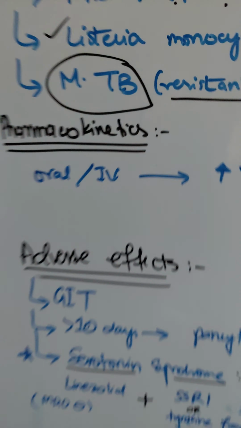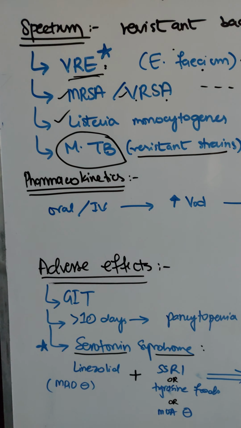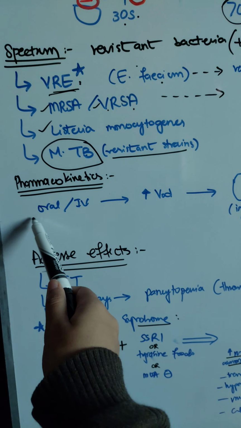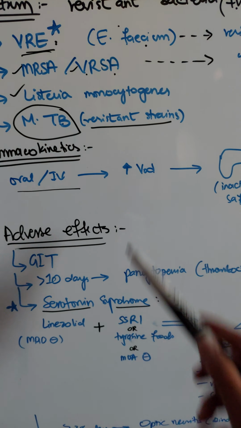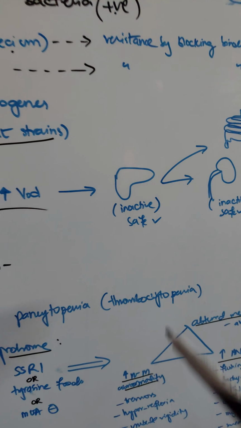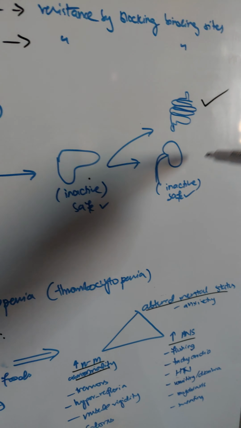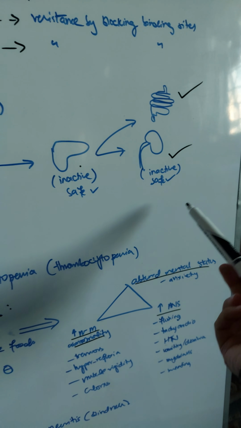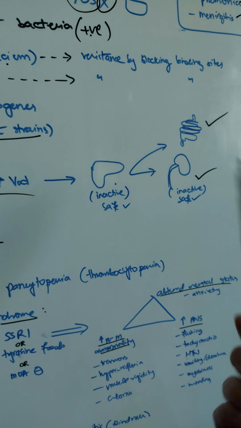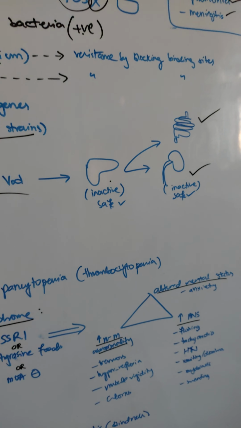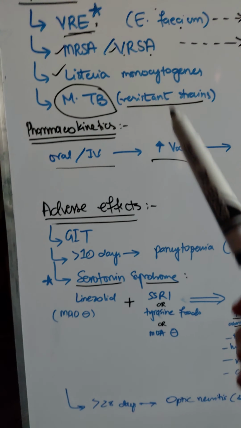Okay, next, its pharmacokinetics are super simple, not that high yield. It can be given orally or IV, it has a large volume of distribution, it is inactivated in the liver and then excreted in the feces or in the urine in inactive form. So we can give it in kidney failure as well as liver failure, you don't need to adjust doses. So it's a safe drug in that respect.